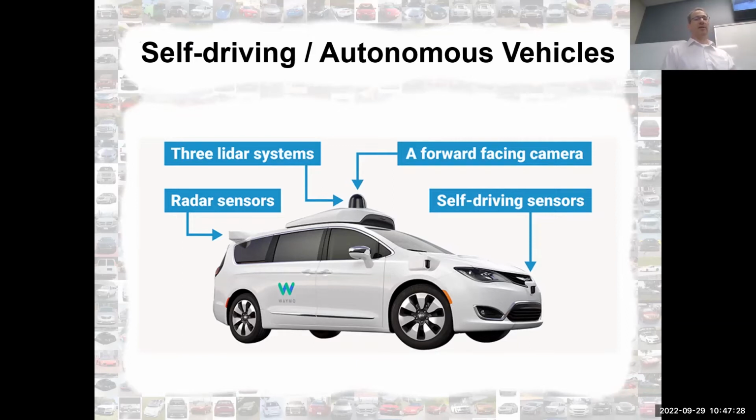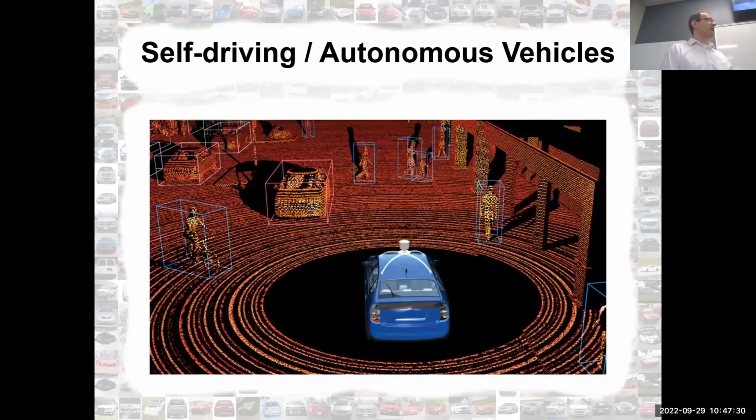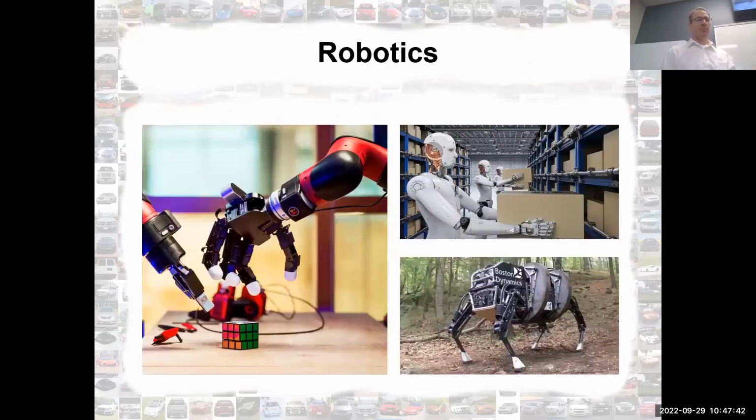And the way that a self-driving car works is most often not by a camera, but by LiDAR, which essentially sweeps a bunch of lasers around and can tell where things are relative to the car itself. Also, robotics are dependent on computer vision. You can see some applications here.